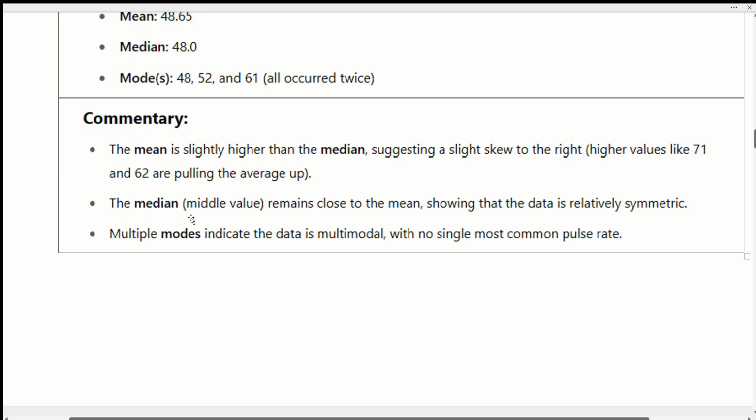Okay, the median, the middle value, remains close to the mean, showing that the data is relatively symmetrical, and multiple modes indicate the data is multimodal with no single most common pulse rate. We're basically looking for these first 2 dot points. They are sufficient for a grade 8 to 9 level student.